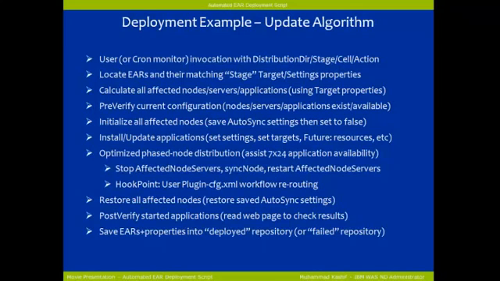Optimized phase node distribution: stop affected node servers. If there are servers that are not synced with the node and are in a hung state, this script automatically restarts the affected node servers. Hook point: user plugin config, plugin-cfg.xml, workflow rerouting, restore all affected nodes, post verify the started application, and save EAR properties into the deployed repository.